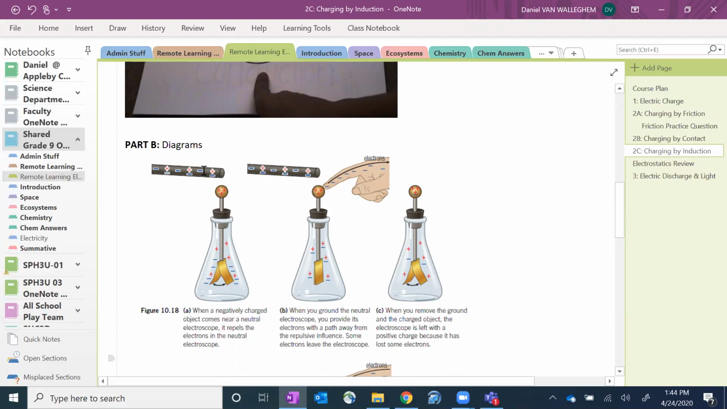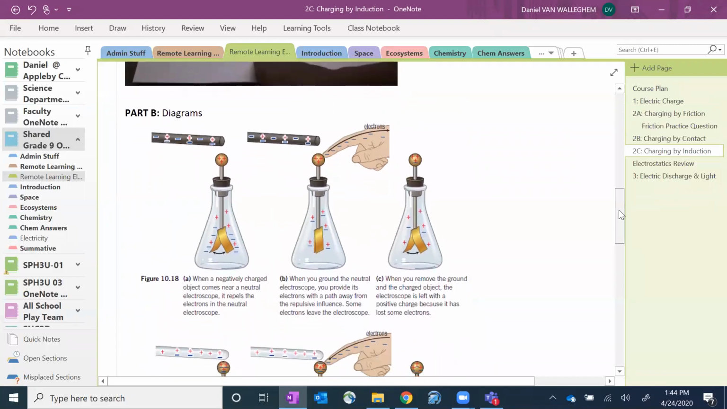So the act of bringing a charged object close but not touching another one is called charging by induction. It induces a temporary charge. And if while you do that, you ground the object or touch the object, then you're going to cause a movement of electrons away or into the object, giving it a permanent charge.